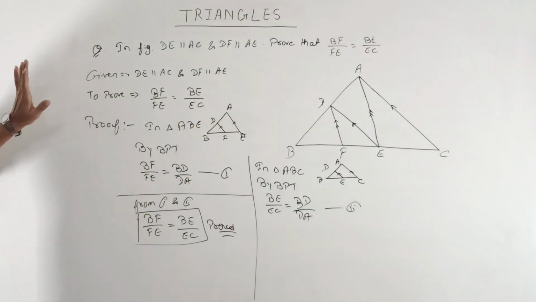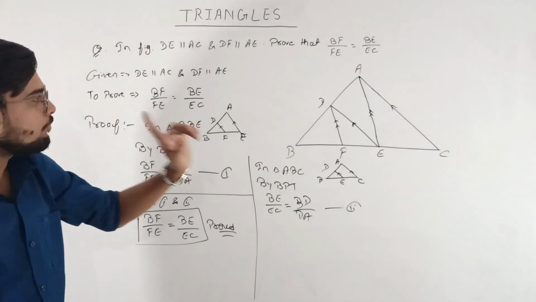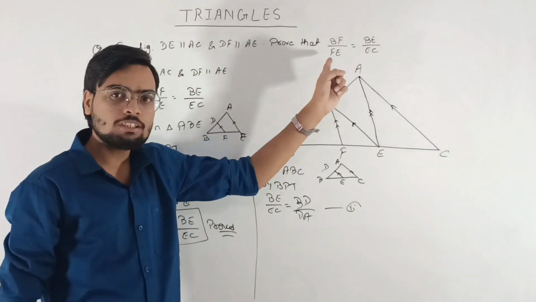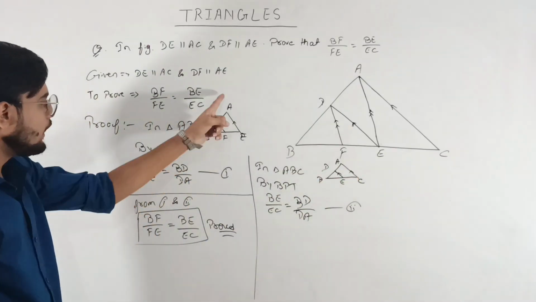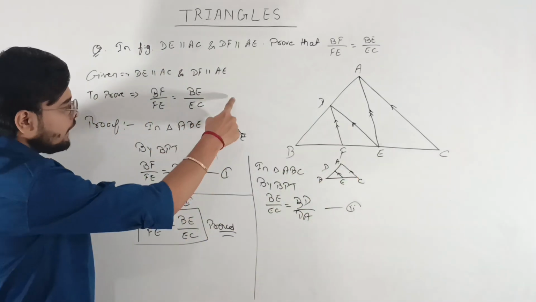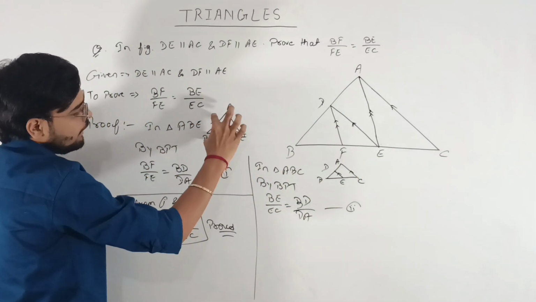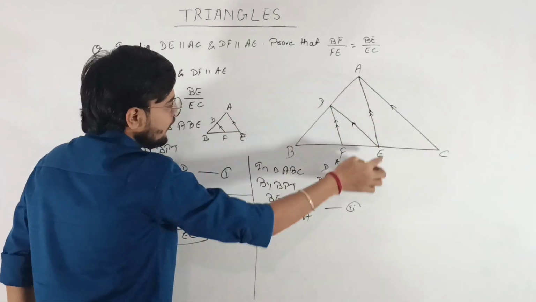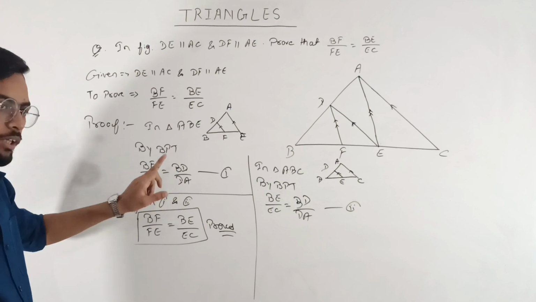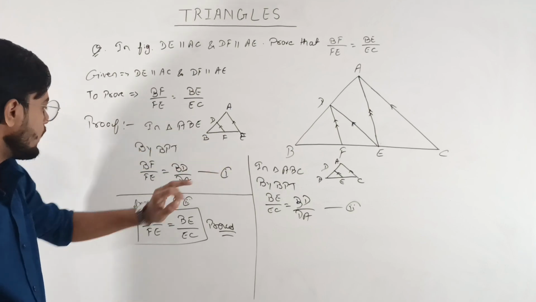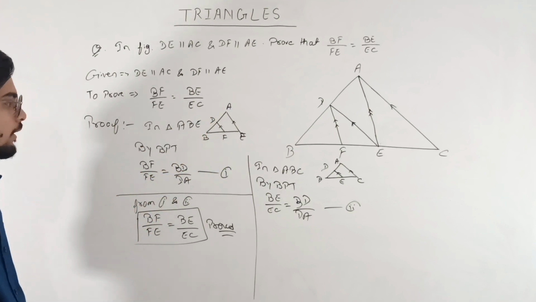First I read what is given and what we have to prove. Then, as the first step, I look at which triangle BF and FE lie in. I find BF and FE lie in triangle ABE. Now in this triangle ABE, DF is parallel to AE. Then by BPT, I write BF upon FE is equal to BD upon DF.